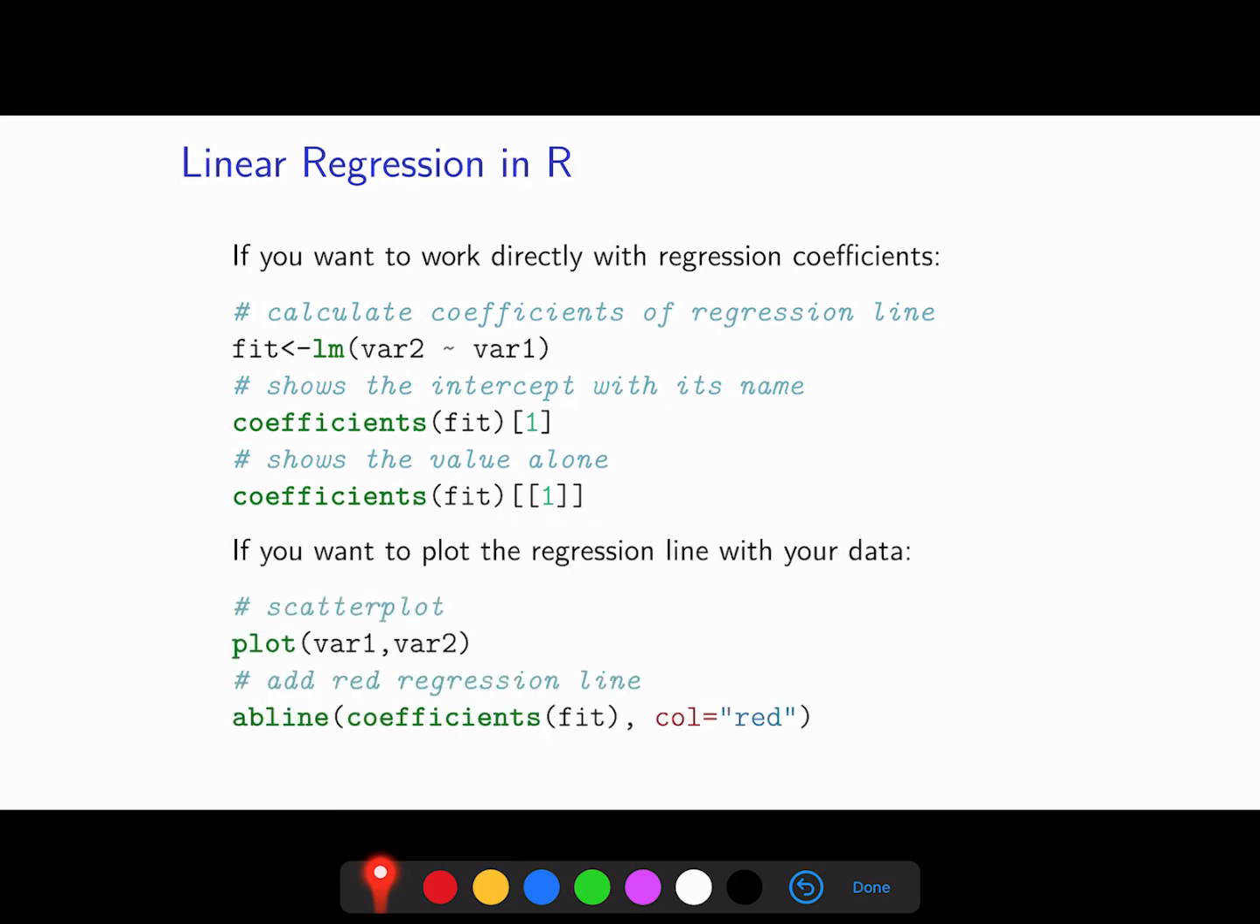If you want to plot the regression line along with your data, first plot your data, and then use this command. So abline coefficients fit. The abline is a command that will say, give me a slope and intercept, and I'll plot the line. And that's exactly what this command does. And here I'm just going to color that regression line red.